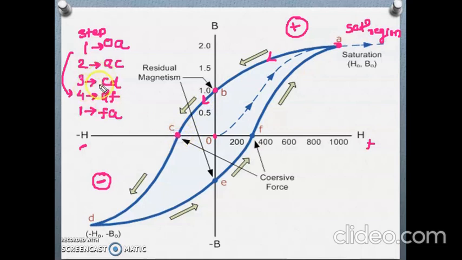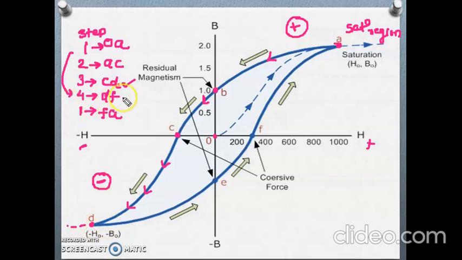Now the third step is what? Increase the current in the negative direction. This is now the negative direction. So increasing current in the negative direction, we get this curve from C to D. Beyond this D point there is a negative saturation, and we will not do that. At this D point we will stop.